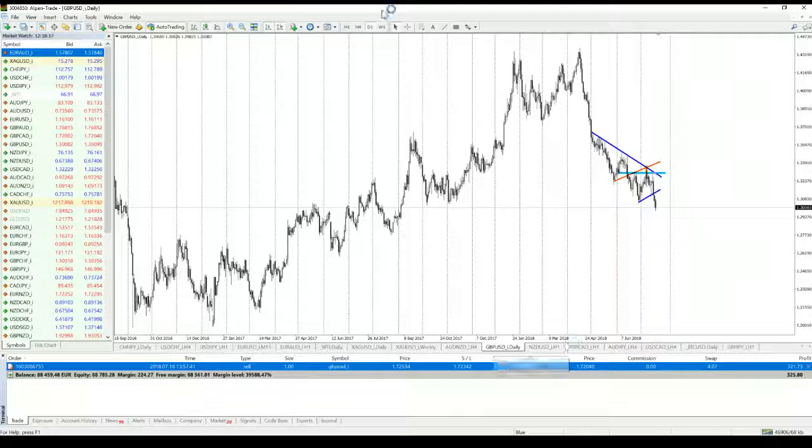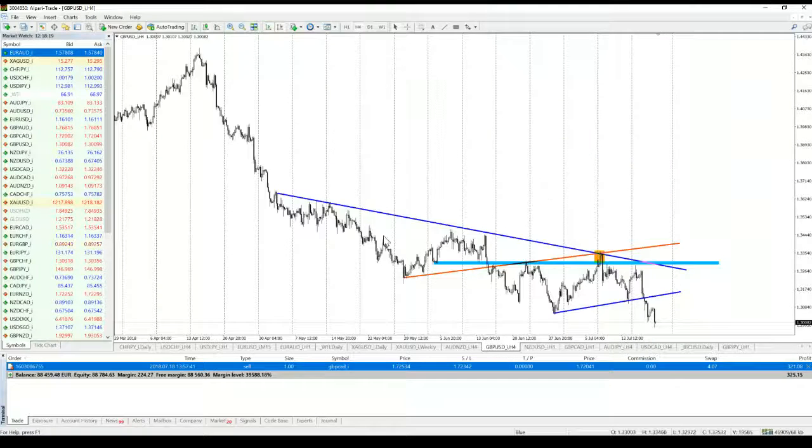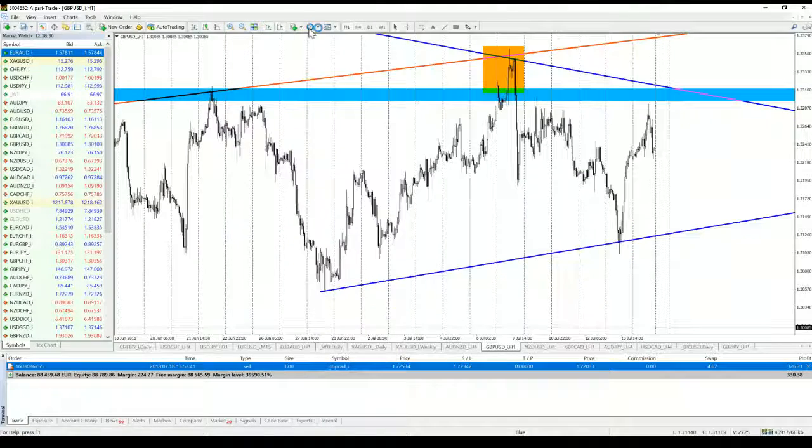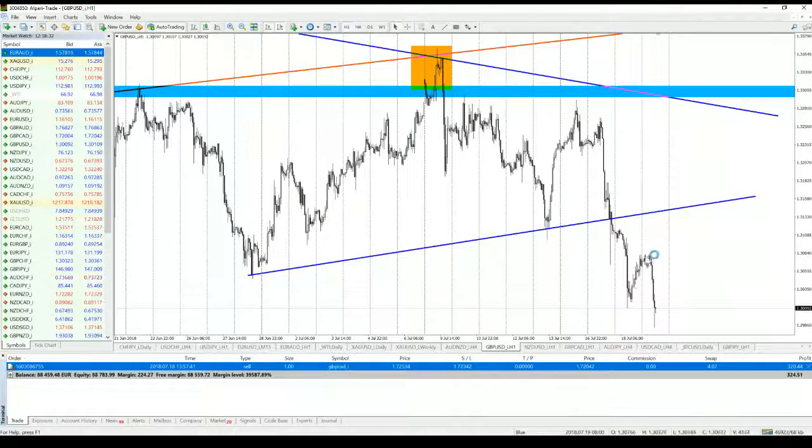The cable, false breakout. Breakout of the uptrend line here, drop, correction, drop. So now that's the reaction on the data. Boom, that's a legitimate downtrend, and we should see the continuation of it.